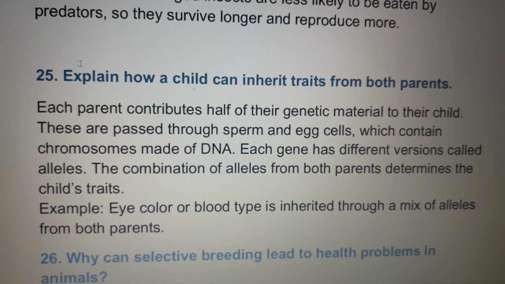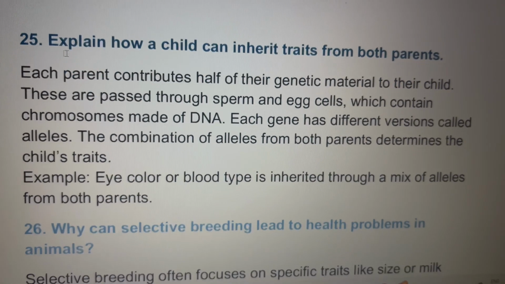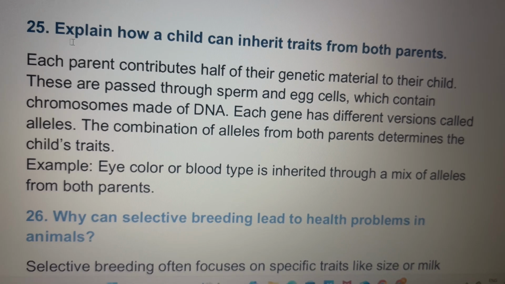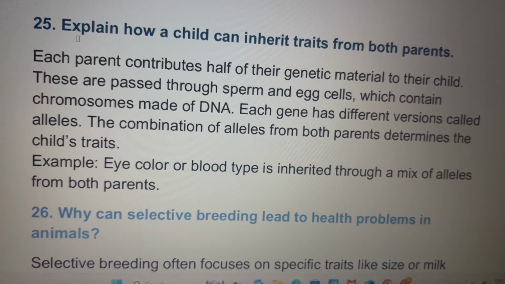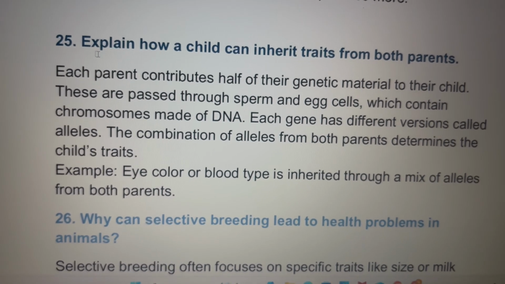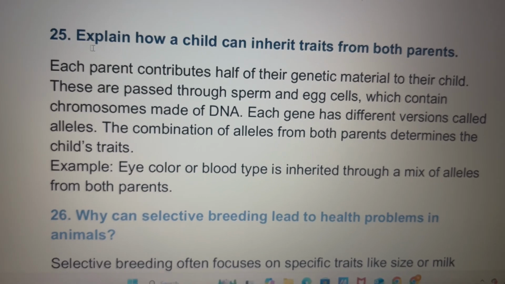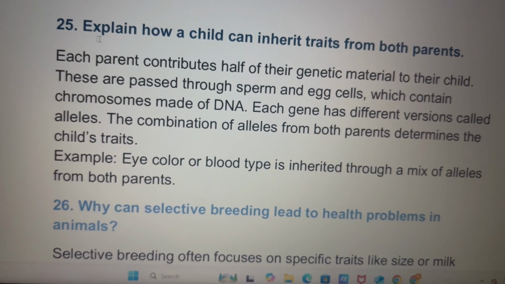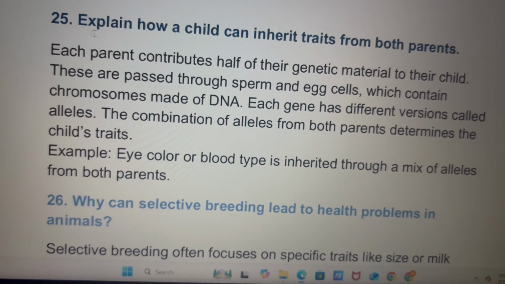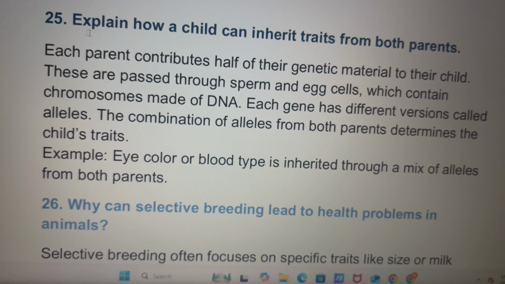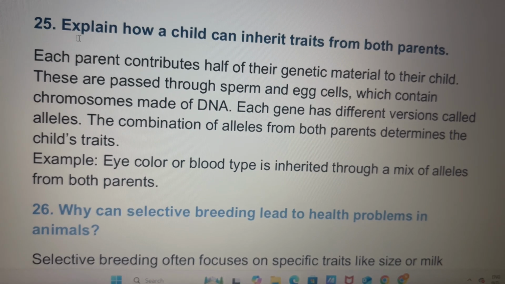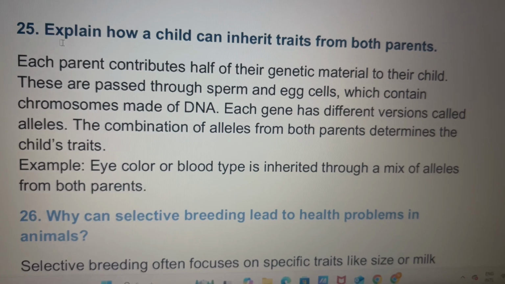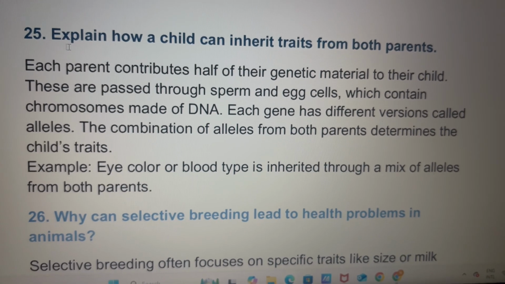Explain how a child can inherit traits from both parents. Actually, you need to also link this to the zygote, but before that you need to say that each parent contributes half of their genes. Each parent gives half of the genes of the child, not half of the genes of the parent. Every child gets half from the mom and half from the dad, half from the male side and half from the female side.